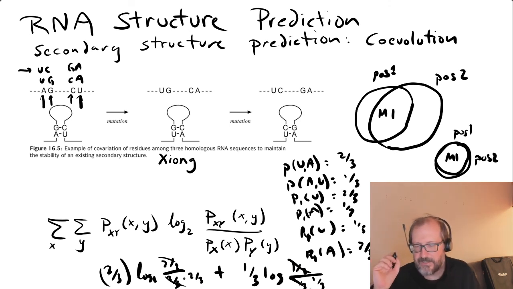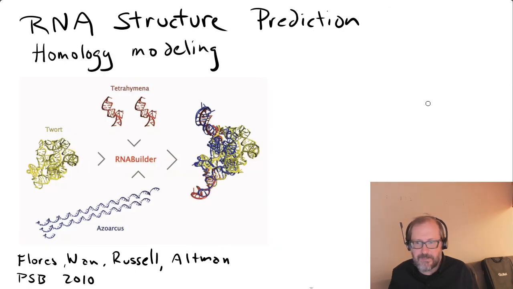So you can easily see that, or I mean, just do this calculation if you want on a piece of paper, and you'll see that this is some number that's greater than 0. So these variables do have mutual information. So you can say that they're coevolving. Okay.